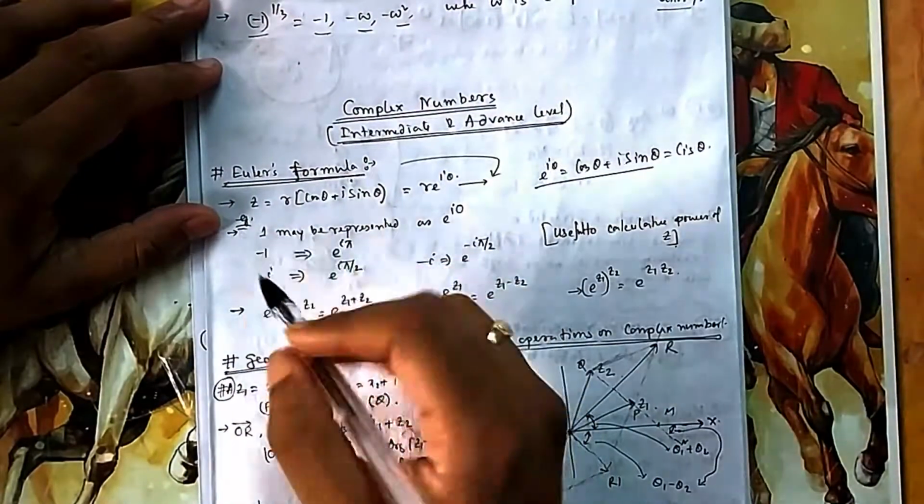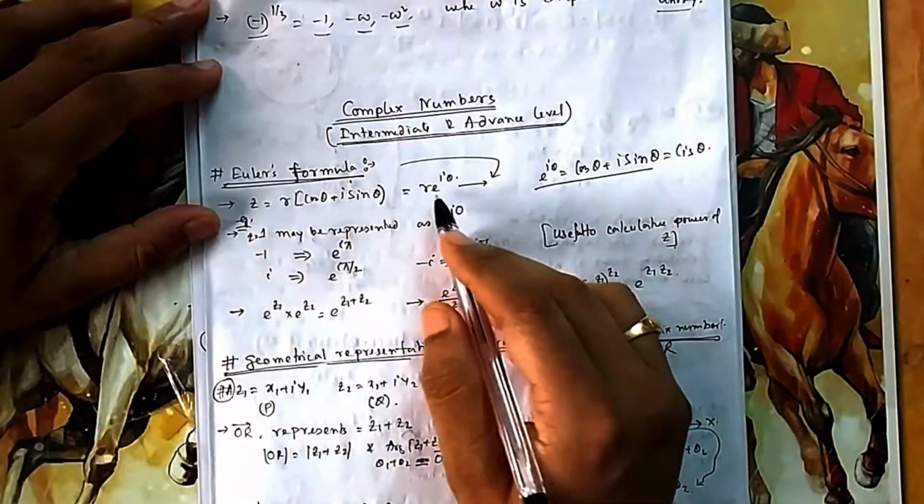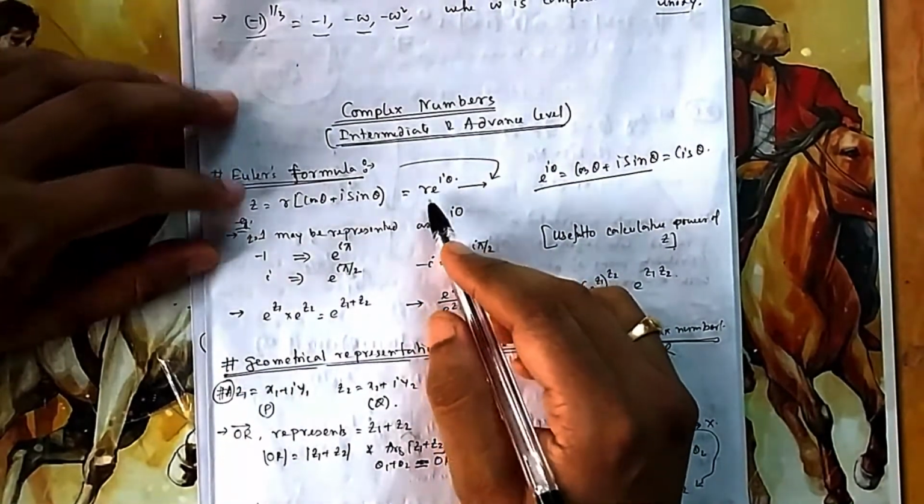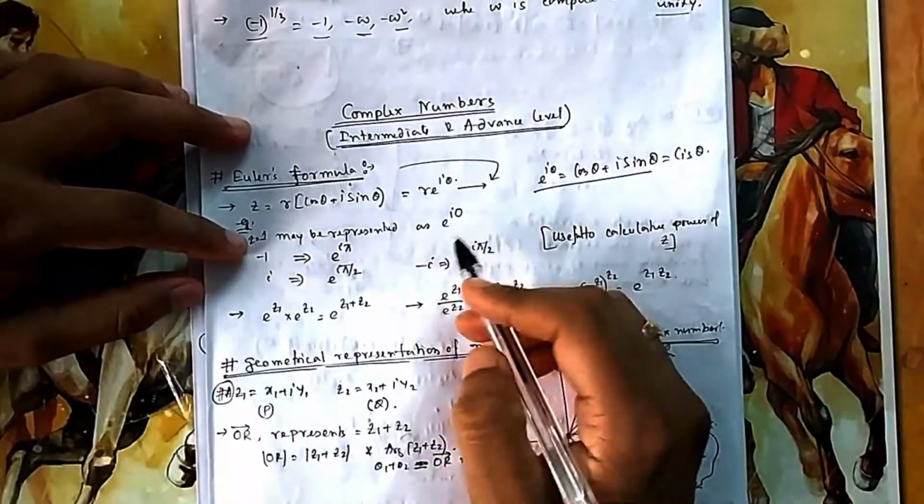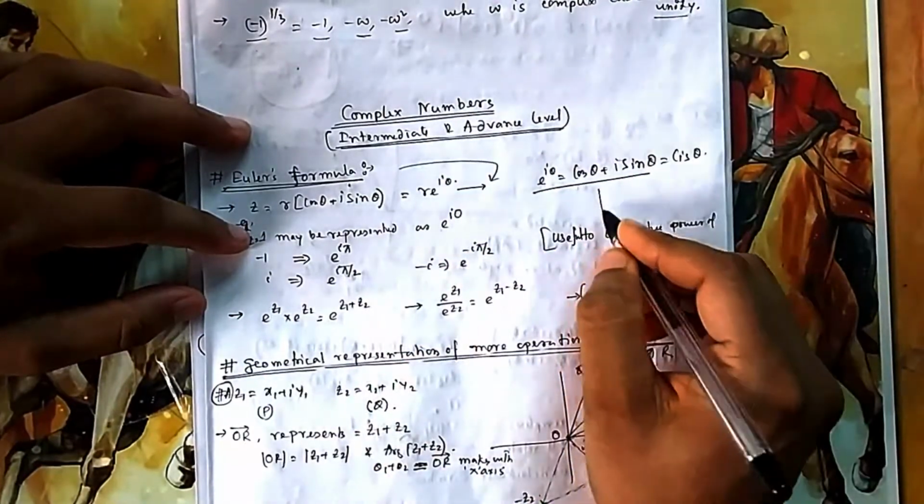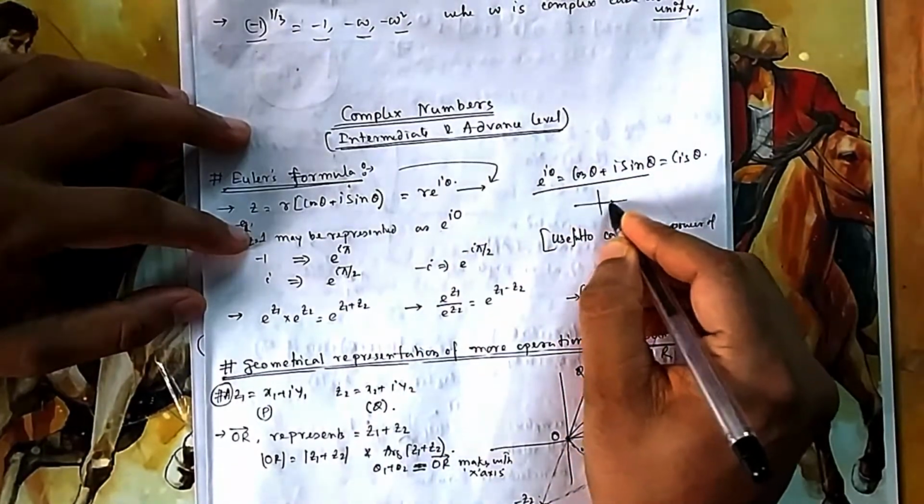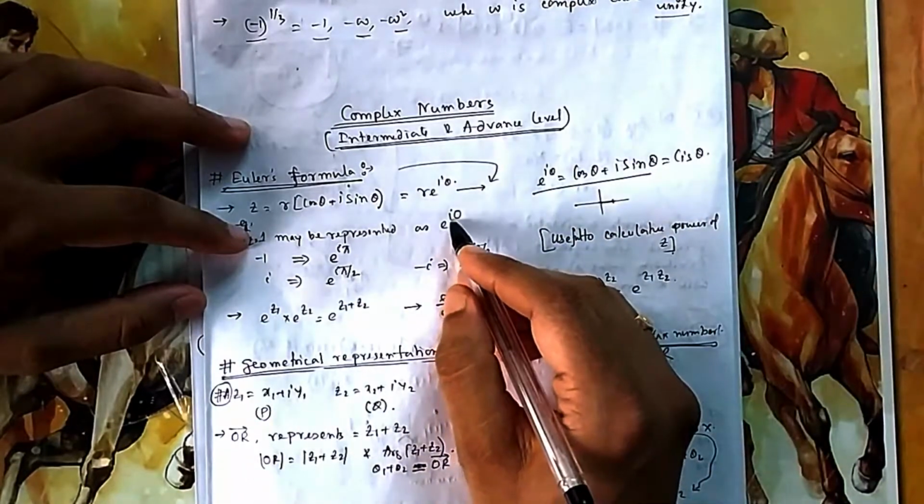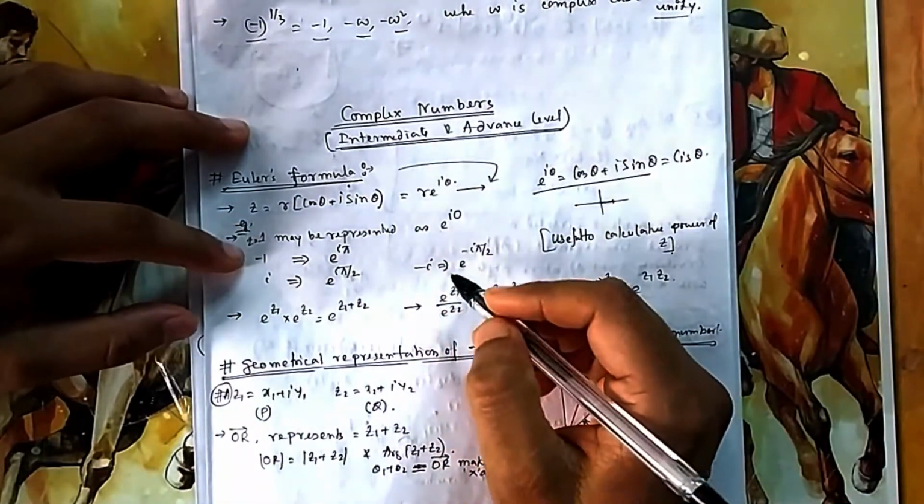Suppose a complex number z is equal to 1. How will you represent it in Euler's form? Its modulus is 1, r is nothing but the modulus, the length is 1. And what is the angle of 1? If you draw in the Argand plane, 1 is here. So what is the angle of 1? It is 0 degree. So 1 times e to the power i 0.